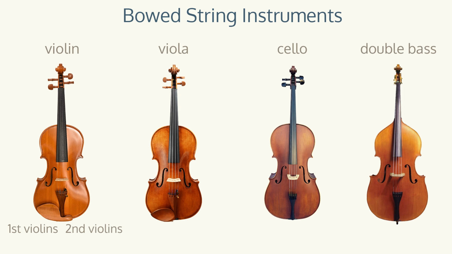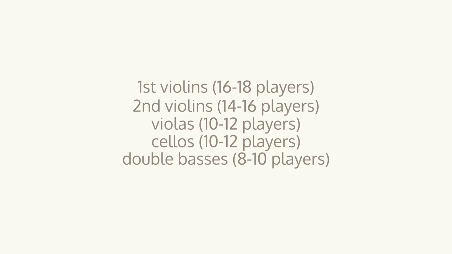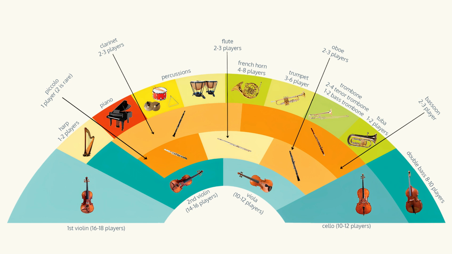Violins are split into two groups: first violins and second violins. The lead violinist is called the concertmaster. Here are the typical numbers of players for each subsection. Each section has its own unique position on the stage, as shown in the diagram below.